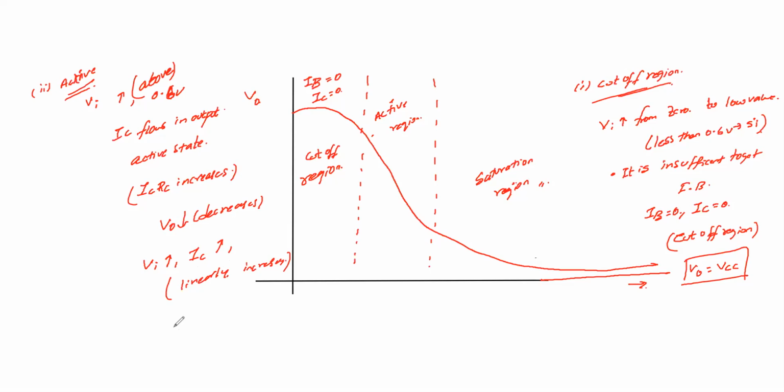That moment, what will happen? V naught decreases linearly, till the value becomes less than 1 volt. It will be decreasing. So this is your active region. In this region, when we are increasing the input voltage, the output voltage is decreasing. So we can say IC is directly proportional to IB here, and it is nothing but your amplification. So this region we will use for your amplifier applications.